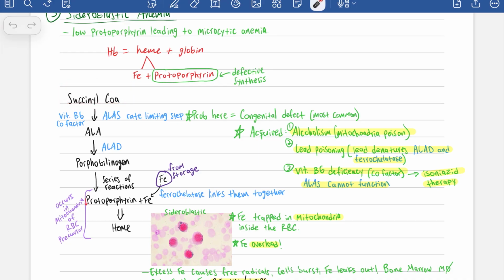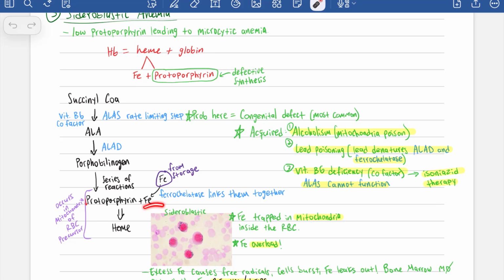So we start off with a molecule called succinyl-CoA. ALAS is going to be the rate-limiting step here. That's going to be the enzyme. And vitamin B6 is going to be the cofactor for ALAS, right? And that's going to make ALA. And then the next enzyme we're going to use to convert ALA to something called porphobilinogen is going to be ALAD. And then there's a series of reactions, a bunch of stuff that goes on. And then in the mitochondria of the red blood cell is where we're going to have protoporphyrin be formed.